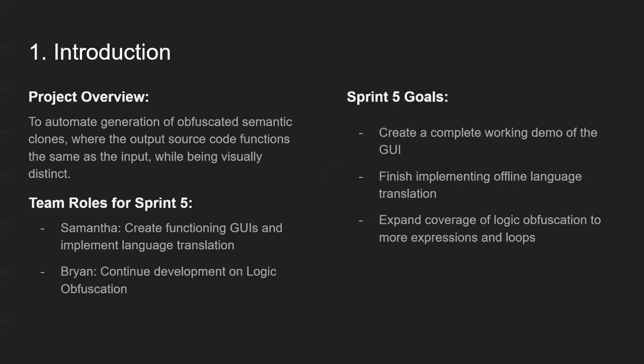And Brian would continue development on logic obfuscation, which would be swapping while loops for for loops and vice versa as an example. Our main goals for Sprint 5 were to create a complete working demo of the GUI, finish implementing offline language translation, and expand coverage of logic obfuscation to more expressions and loops.